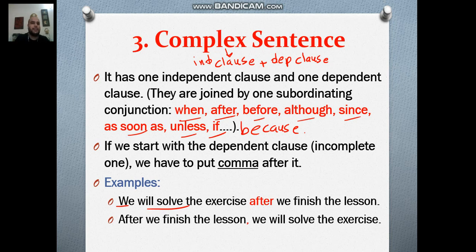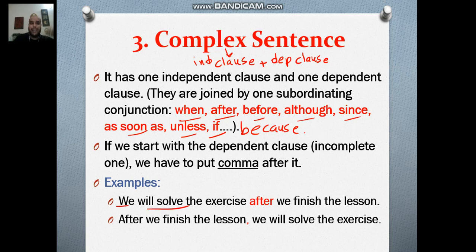We will solve the exercise. Okay, I have a subject, I have a verb. In the future, we is a subject, will solve is a verb in the future. We have will. The exercise. So we have a complete subject and a complete predicate. Cool, beautiful. I can understand the sentence. It's an independent clause. It's a free clause.